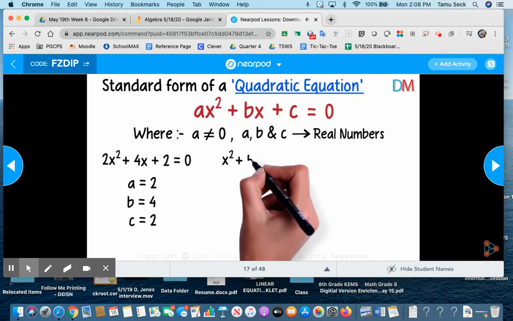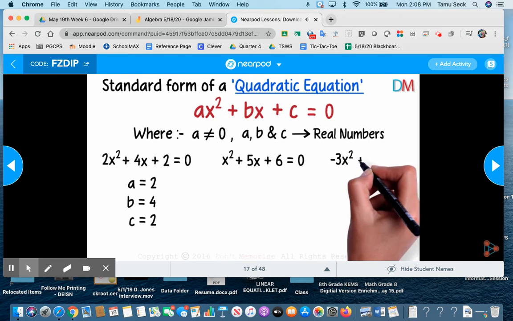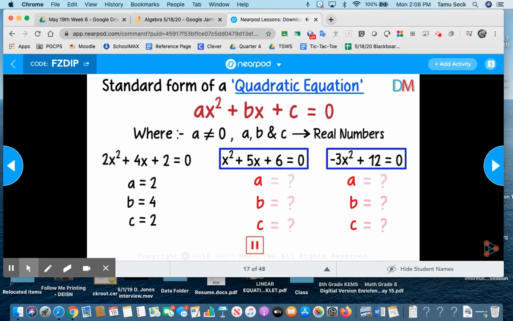X squared plus 5x plus 6 equals 0 is also a quadratic equation. Negative 3x squared plus 12 equals 0 too. Yes, you might not see the x with power 1 in this equation, but it still is a quadratic equation. That's because the degree of the polynomial on the left is still 2. Can you find the values of a, b, and c in each of these cases?